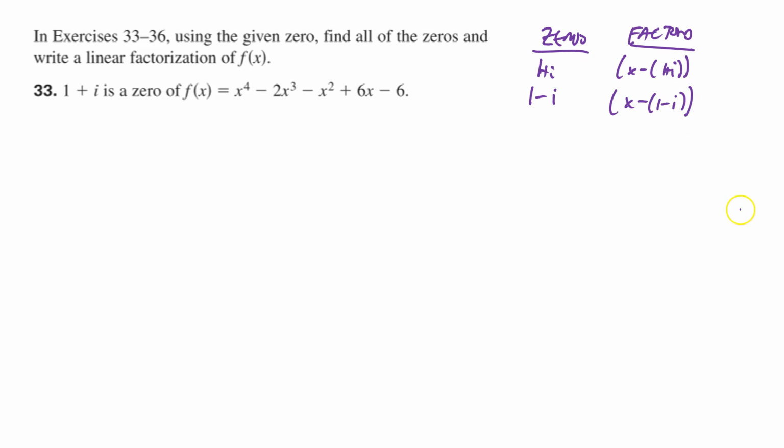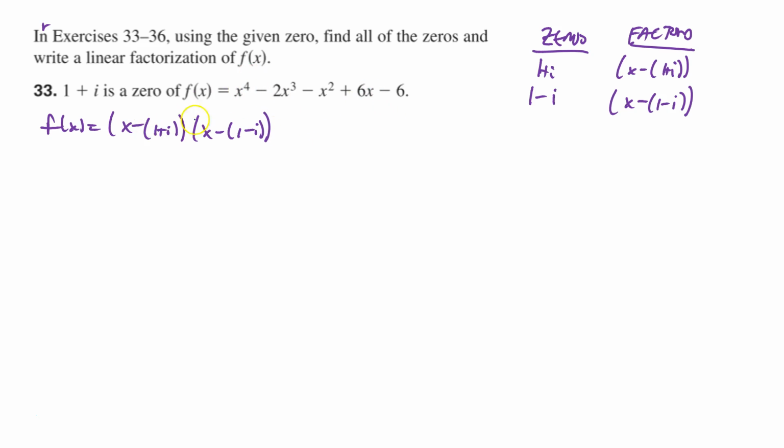All right. So we know right now that f of x equals x minus 1 plus i times x minus 1 minus i. Now I'm missing some more factors, right? How many am I missing?